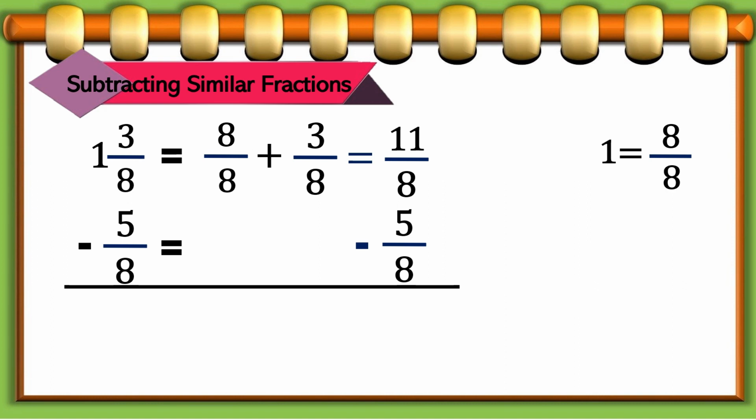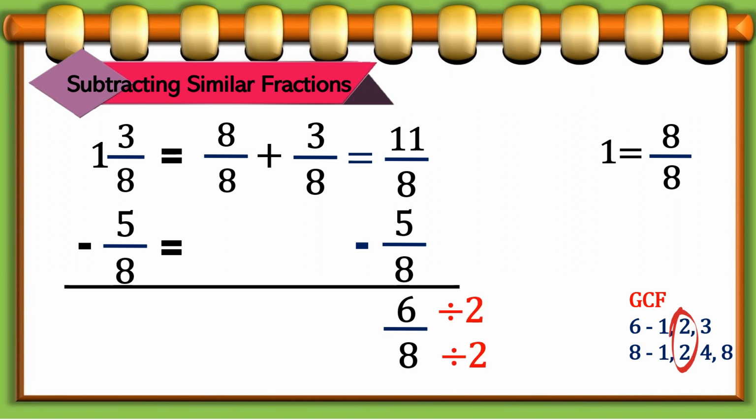Then, subtract 5 over 8. We have 11 minus 5 equals 6. Then, copy the common denominator, 8. Then, we're going to simplify the answer if needed. So, we're going to divide 6 and 8 by their greatest common factor, which is 2. 6 divided by 2 equals 3. 8 divided by 2 equals 4. So the answer is 3/4.